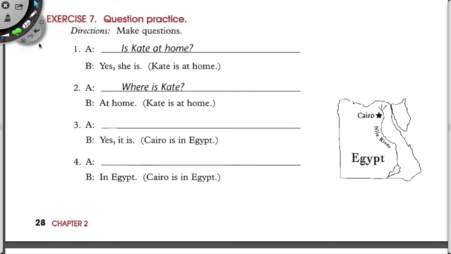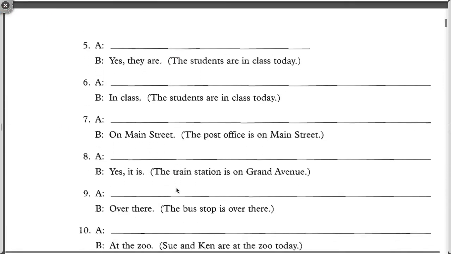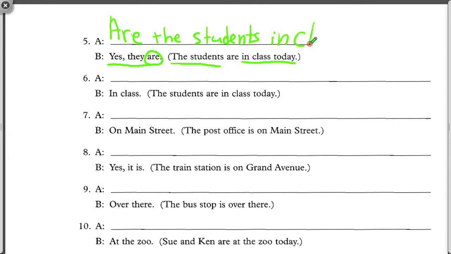I think I will change it more often next time to show you another example of how the sentences are rearranged. Number 5. Yes, they are is the answer. So are what? Are the students in class today?